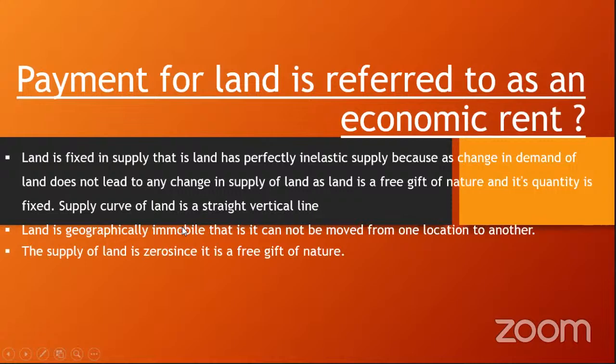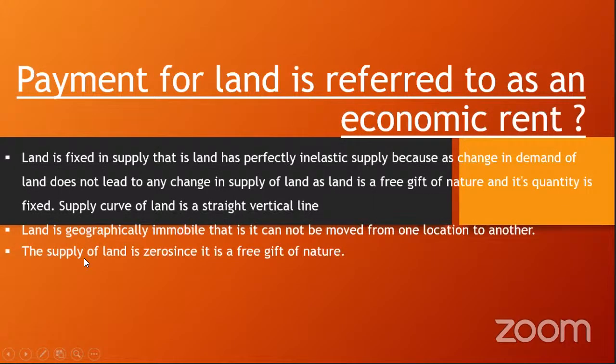Land is geographically immobile, that is, it cannot be moved from one location to another. The supply of land is zero, that is, it is a free gift of nature. Next.